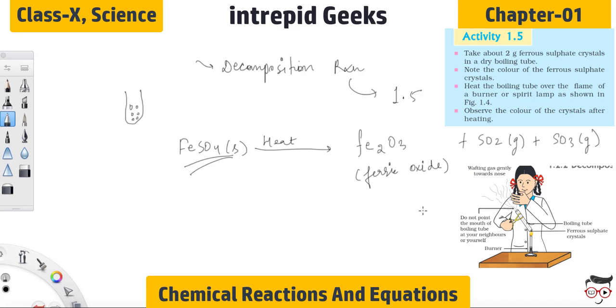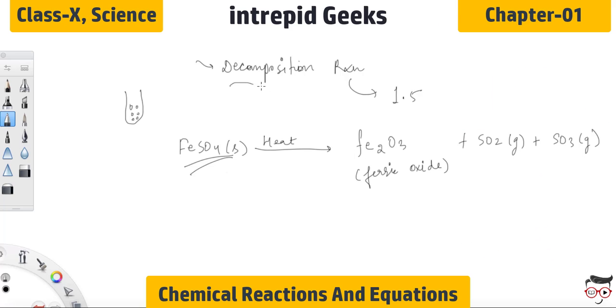So this is a decomposition reaction. The meaning of decomposition is breaking, decomposing into simpler things. So here ferrous sulfate is breaking into ferric oxide, sulfur dioxide and sulfur trioxide. Why? Because the crystals of ferrous sulfate will lose the amount of water which they contain during the process of heating. That is why they are decomposing into simple products, in which Fe2O3 will be solid in nature and SO2, SO3 will be gaseous in nature.